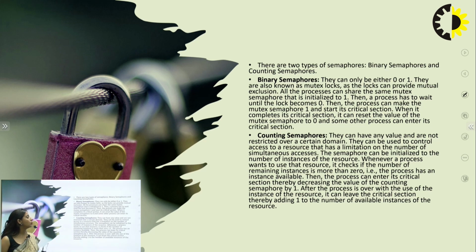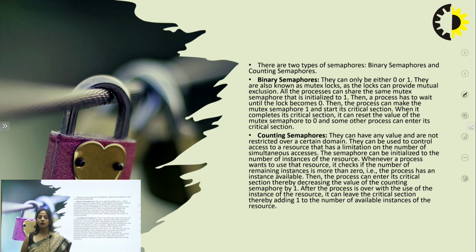The other is counting semaphore. So I hope it's clear what a binary semaphore is. A binary semaphore is a kind of semaphore which can be either 0 or 1. They are also known as mutex locks, as these locks can provide mutual exclusion. All the processes can share the same mutex semaphore that is initialized to 1. Then a process has to wait until the lock becomes 0. Then only the process can make the mutex semaphore 1 and start its critical section. Okay.